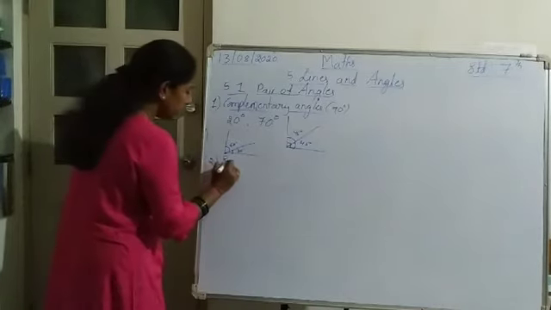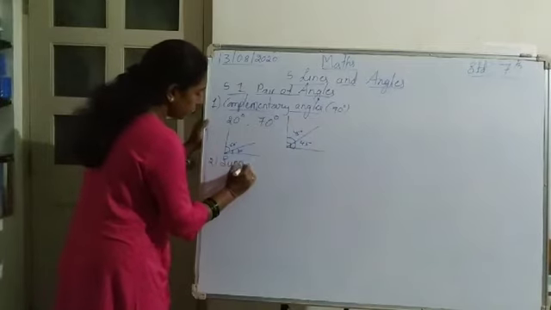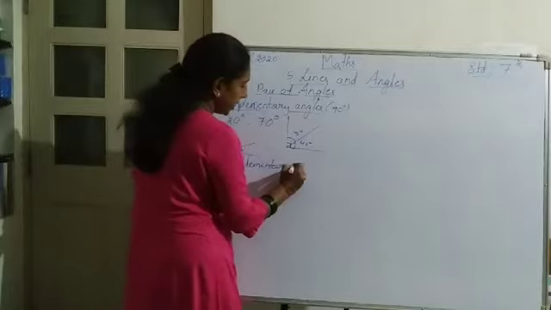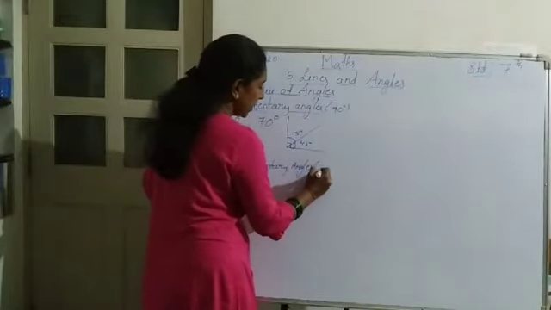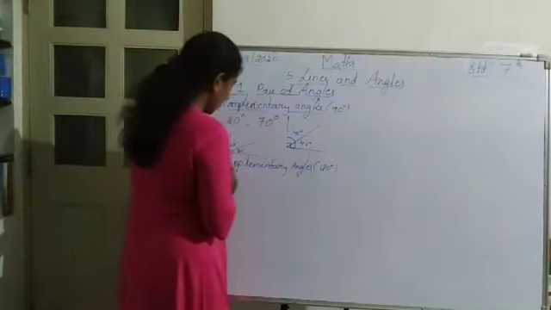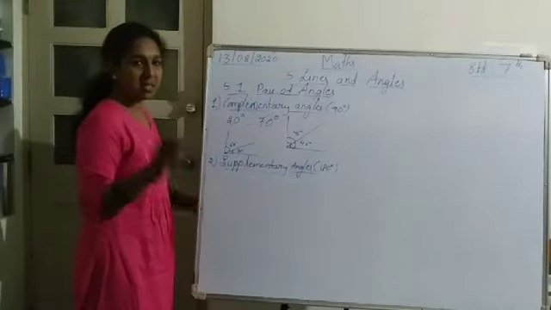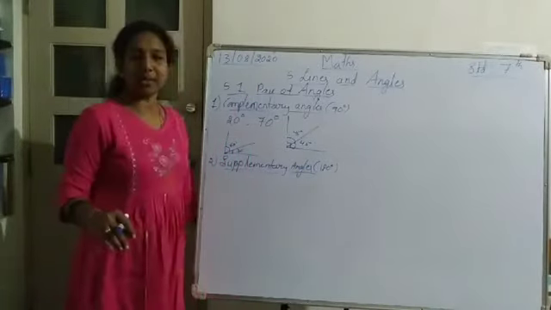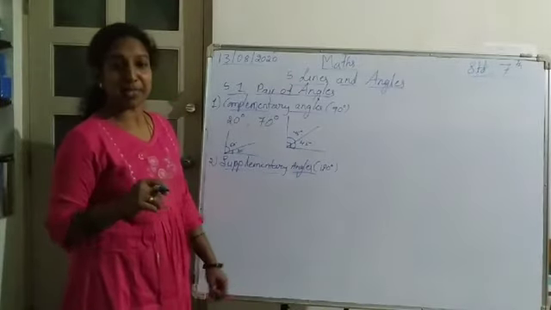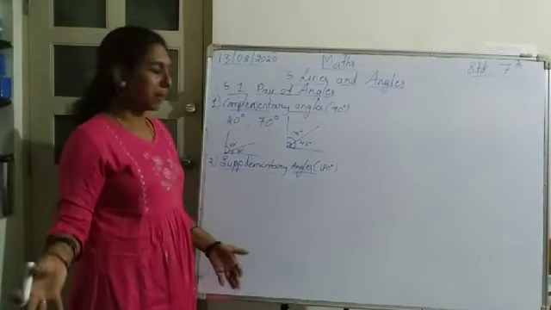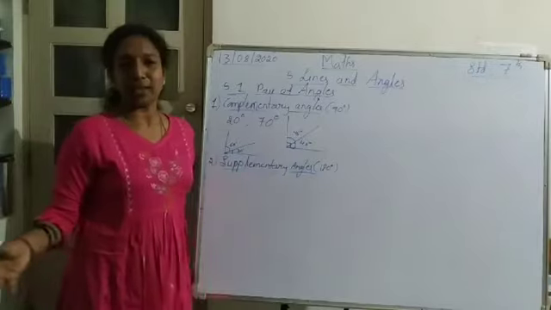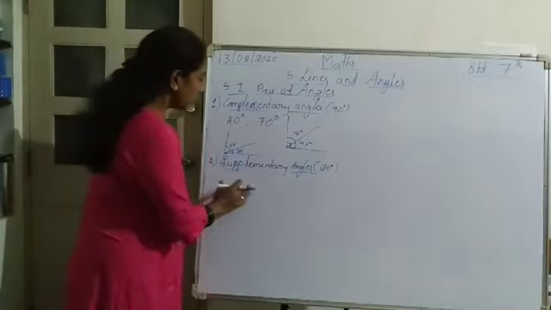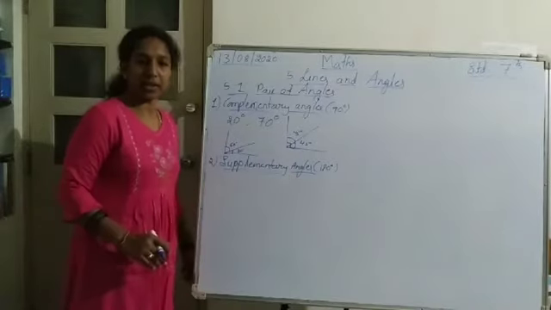That is called supplementary angles. Supplementary means 180 degrees. Complement means those who give compliments, so you can remember like that. Supplementary means you will take supplement papers for writing. You can remember it like that. That means 180 degrees. That is how we can remember the word. Supplementary angle means 180 degrees.